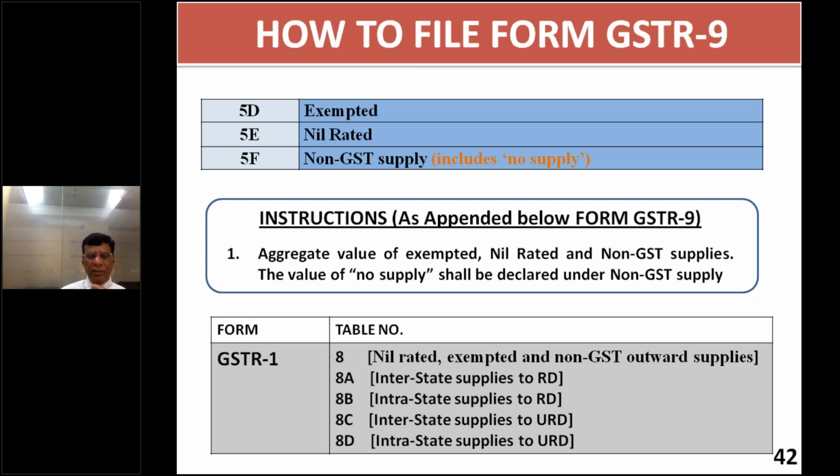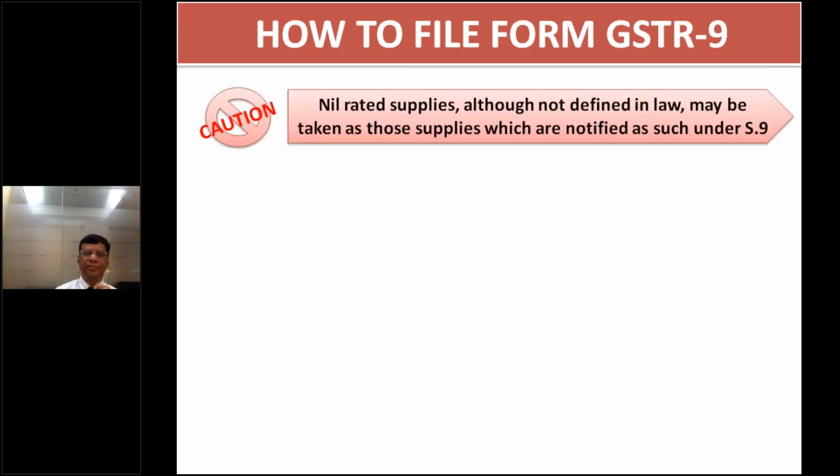8A, interstate supplies to registered persons. 8B, intrastate supplies to registered persons. 8C, interstate supplies made to URD. 8D, intrastate supplies made to URD. We very well know that table 8 in GSTR-1 contains information on the supplies made to unregistered persons. Here, we are giving certain cautions: nil-rated supplies, although not defined in law, may be taken as those supplies which are notified as such under section 9.